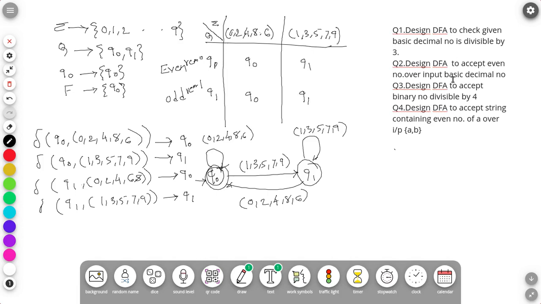In the next lecture we'll see how to design a DFA to accept a binary number divisible by 4.